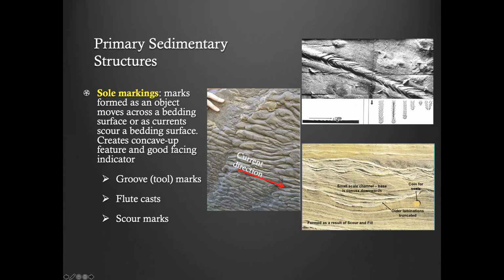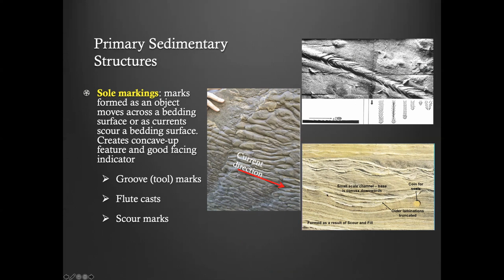Here you're seeing little groove marks created by a tool. In this case, it looks like a stone bouncing, or a stick could be dragging, and you end up with this concave feature. Again, this is going to be carved down into the muddy sediment or fine sediment below and then covered up. And so if we see this, we can tell which direction is up.